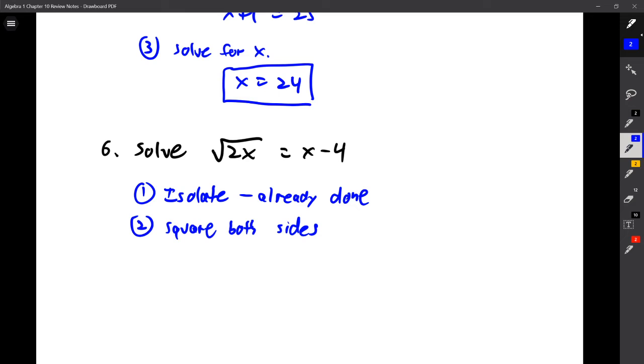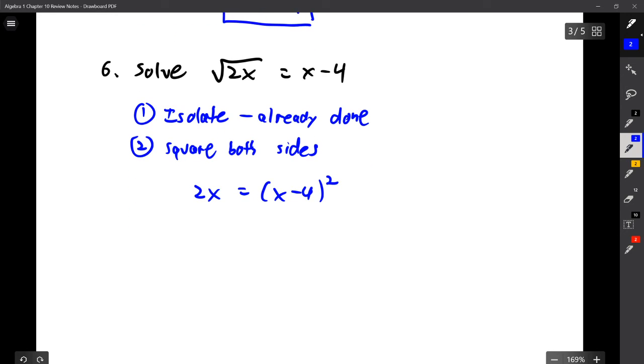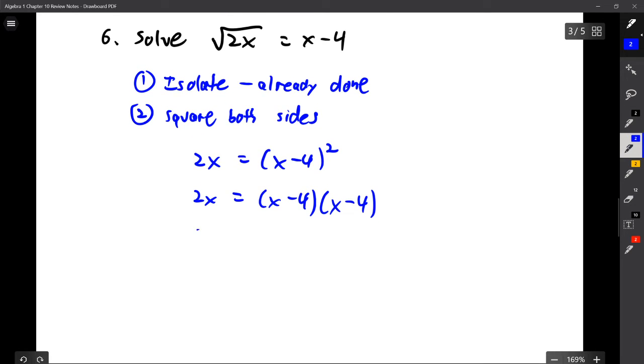When I square the left-hand side, I'm just going to get 2x because the squaring gets rid of the square root, equals x minus 4 squared. You have to square the whole side. So let's see what we get. When I multiply this out, I'll go ahead and do this just in case it's easier for you to see what's going on. So then that gives me 2x equals x squared minus 8x plus 16.